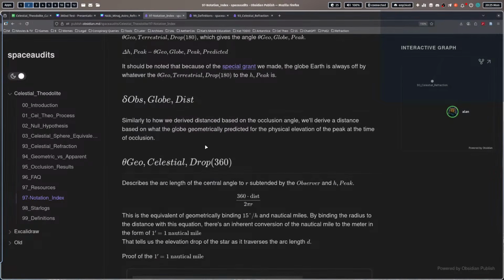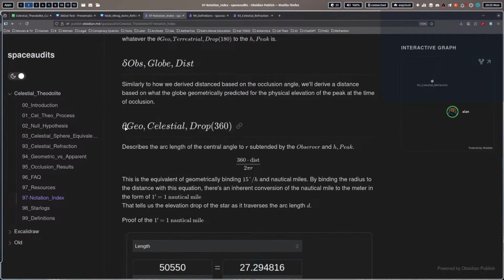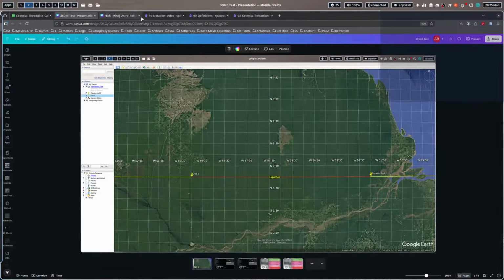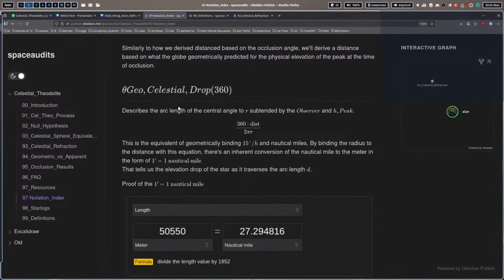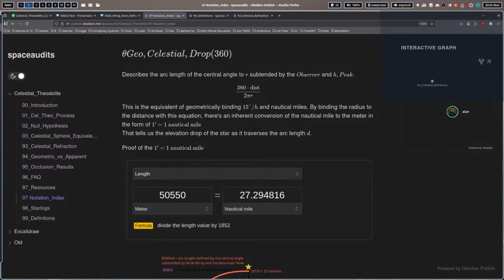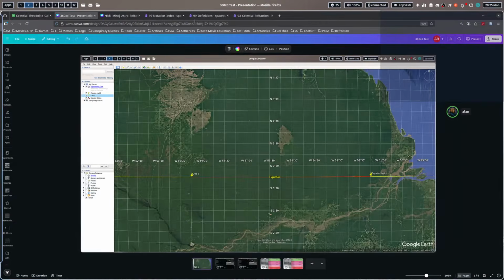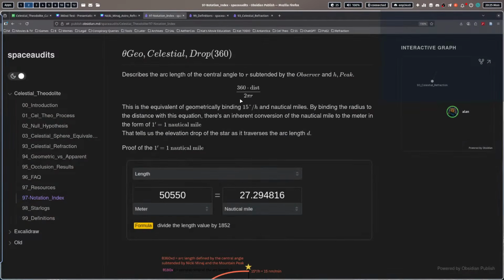All right, now we get into the geocelestial drop 360. So what is this doing? This is telling us how much the star had to rotate over that distance to be at the angle that it is as it traversed the sky. As it traversed that 50,000 meters here, this is the amount of angular drop in the sky that had to occur.